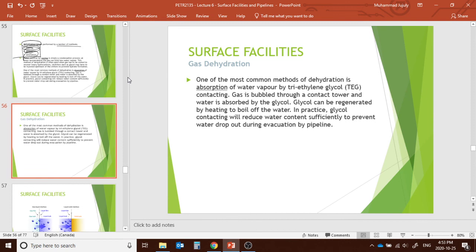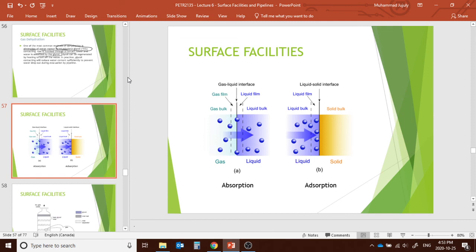There are several methods. One is absorption, where we can use triethylene glycol, or TEG. We put that in, the water is absorbed by the glycol, and then the water can be removed. We can also use the adsorption technique. An adsorption technique uses a solid desiccant.